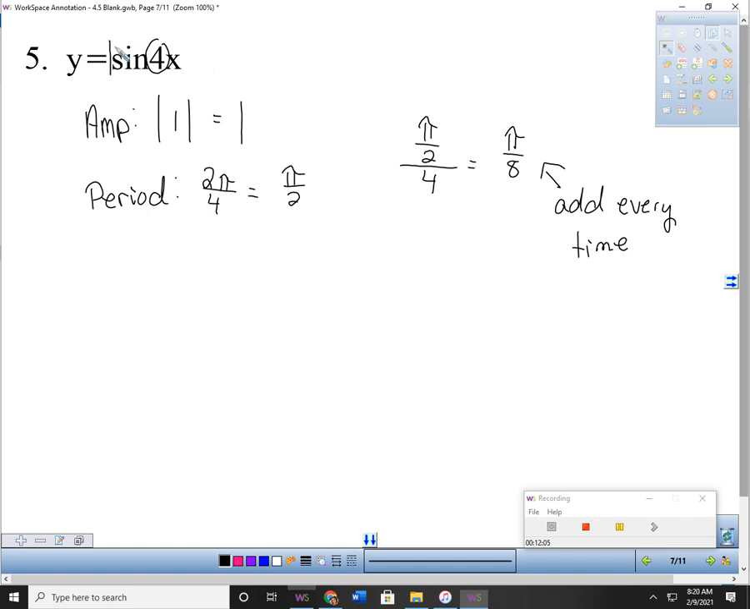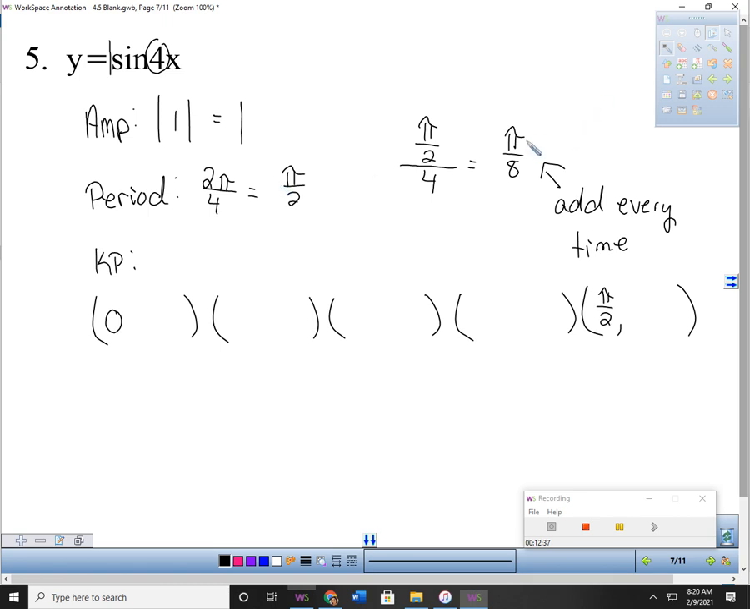Notice I didn't add or subtract any numbers, so I won't be shifting left, right, and up and down. So for my key points, I have 5 of them. I like to just write down all 5 at the same time. Since I didn't shift left or right, that means I'm going to start at 0. And since I know that it's pi over 2 in length, if I start at 0, then the ending one should be pi over 2.